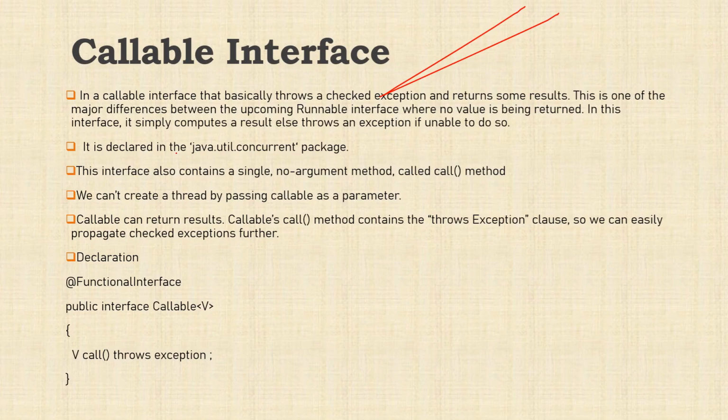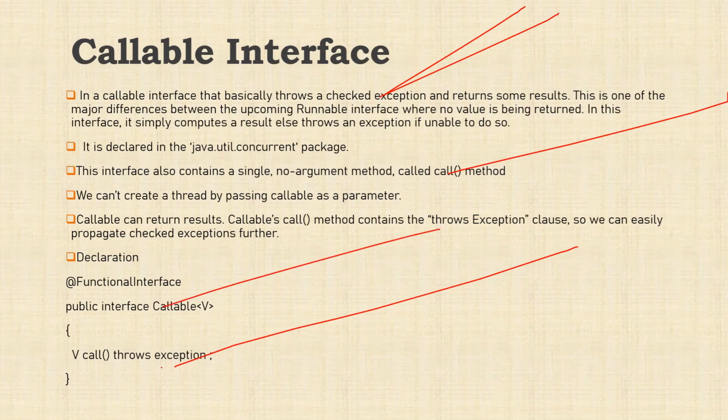It is declared in the java.util.concurrent package. It was actually introduced in Java 1.5. This interface also contains a single no-argument method called the call method. So there is only one method, the call method, inside the Callable interface, which throws an exception.